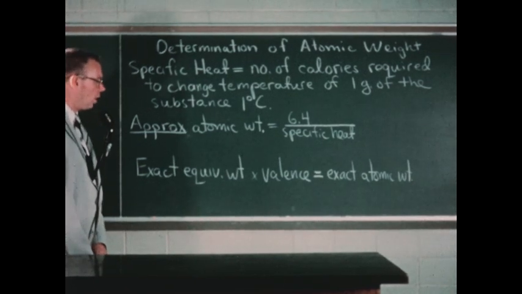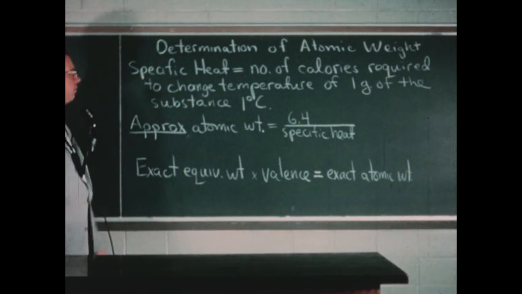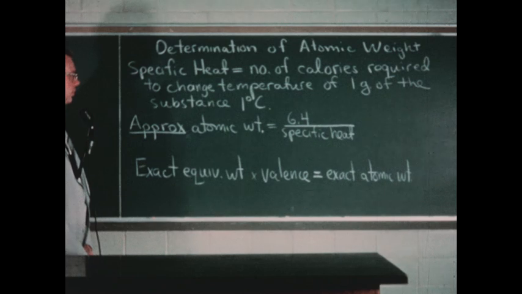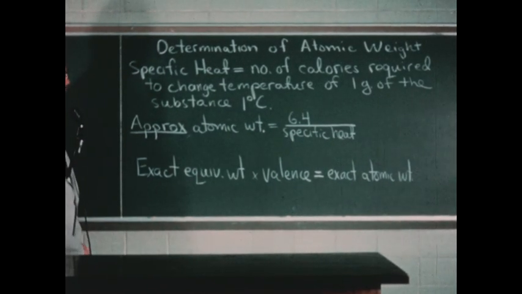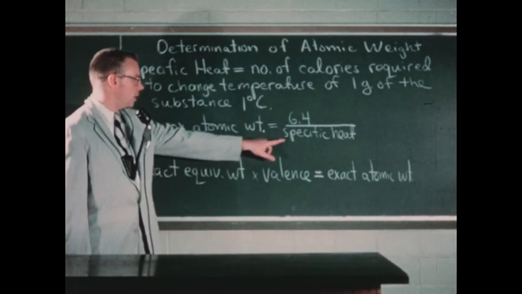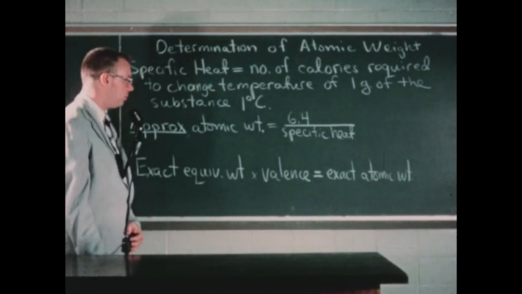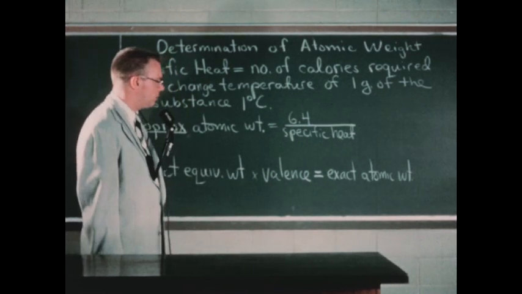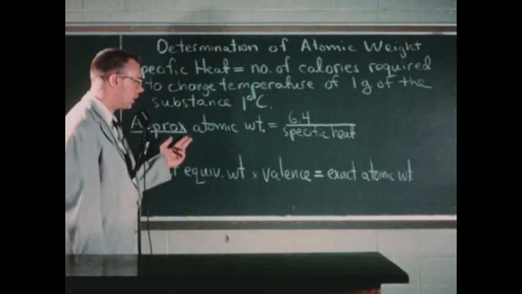Dulong and Petit's law deals with the specific heats of the elements. Now, specific heat is defined as the number of calories required to change the temperature of 1 gram of the substance 1 degree centigrade. And this is a quantity which it's going to be possible for us to determine in the lab. Knowing the specific heat, we can calculate the approximate atomic weight, because Dulong and Petit found that when the constant 6.4 was divided by the specific heat, the result was approximately equal to the atomic weight for most elements.